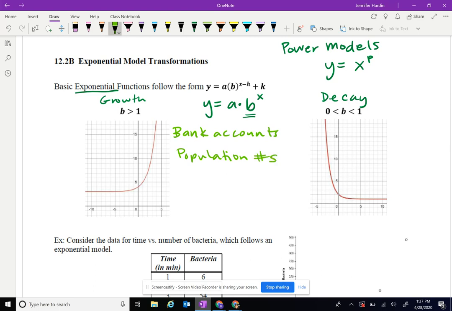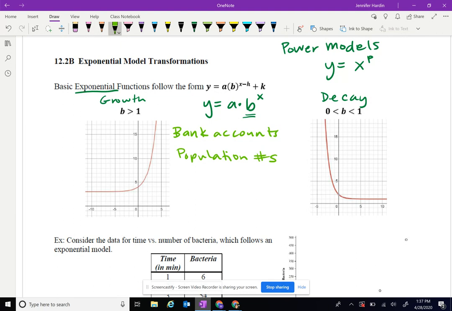So if you're looking at a population, whether it's bacteria or the spread of a virus, bunnies multiplying, because you're doubling or tripling the same amount all the time. If you keep multiplying by 2, that growth is going to be exponential. You would have this type of model that you would see.